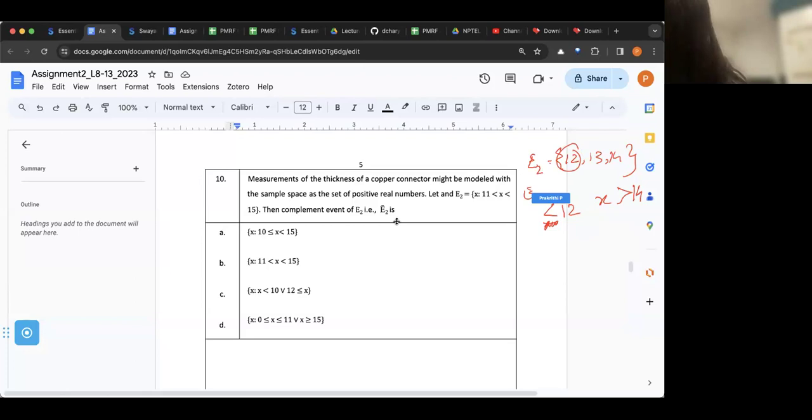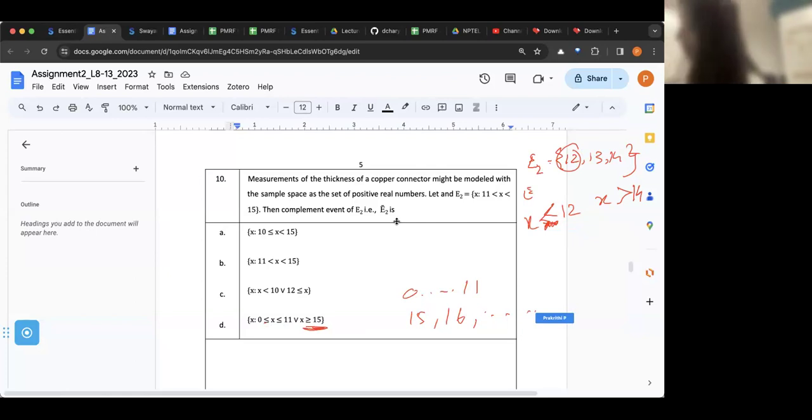So E complement will not have 12. It's just X less than 12 or X greater than 14. So you will have 0 to 11, and then here you have greater than or equal to 15: 15, 16, and so on. So you'll have all the positive numbers except 12, 13, 14. So this is your correct option.